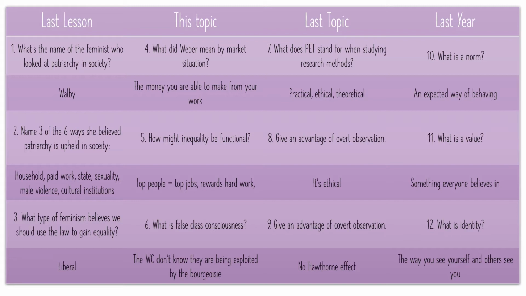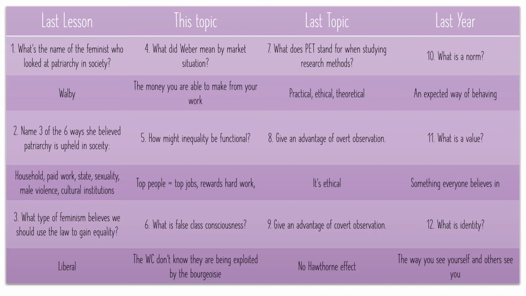Number 4, what did Weber mean by market situation? Weber, instead of talking about social class, talked about market situation. It's the money you are able to make from your work, the income that you have. Number 5, how might inequality be functional? That's obviously a functionalist idea, that it ends up with the top people getting the top jobs, it rewards hard work, it rewards the most able.